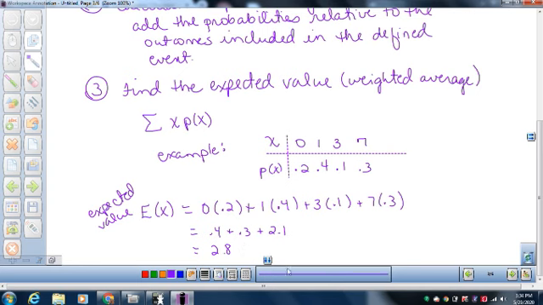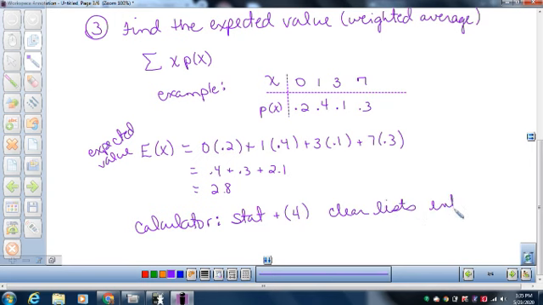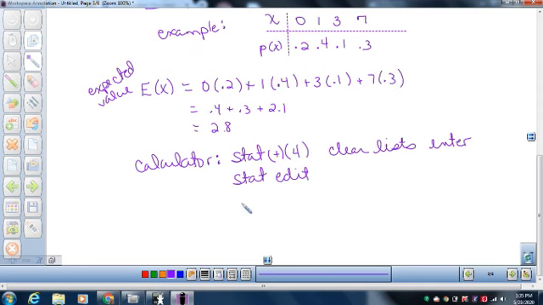Or, you can do this in the calculator. To do it in the calculator, you're going to go to Stat, plus 4 to clear your lists. And hit enter. So to clear any lists, since you're going to be using this for a lot of different problems, do Stat, the plus button, and then 4, and it'll clear your list, and you have to hit enter, and it will say done. So then you're going to go into Stat, Edit.